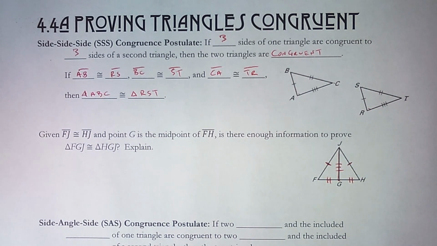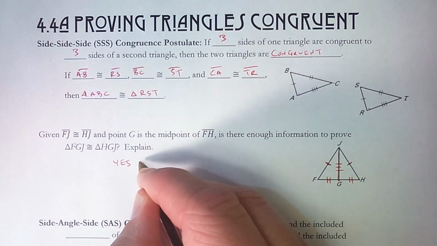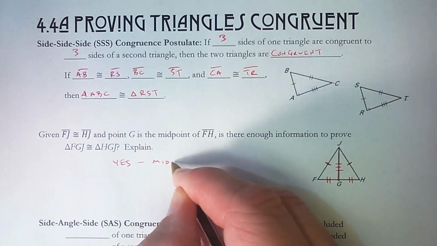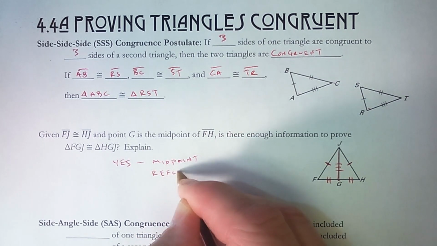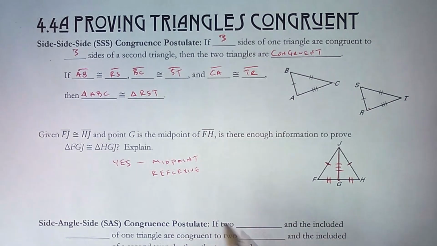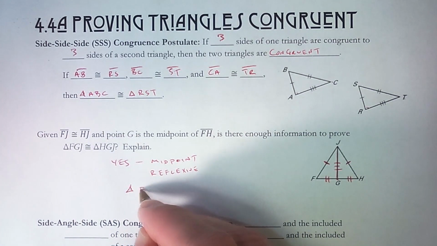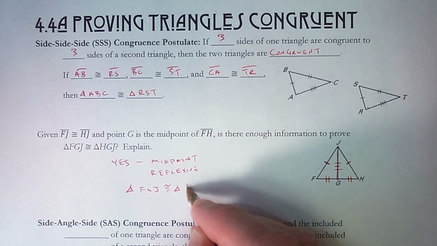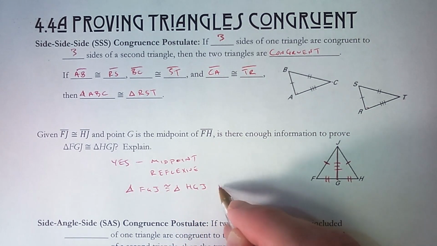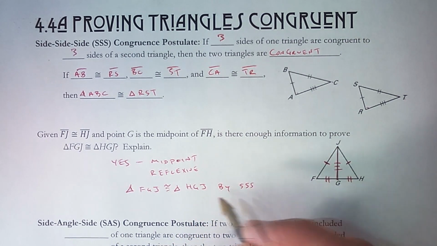So I have all 3 sets of sides congruent, so yes, because of the midpoint and the reflexive property, I can say that triangle FGJ is congruent to triangle HGJ by side, side, side.